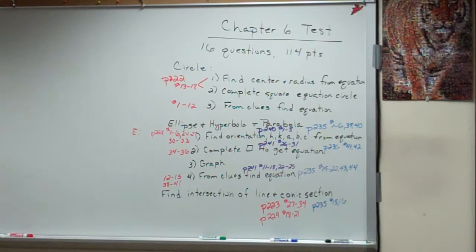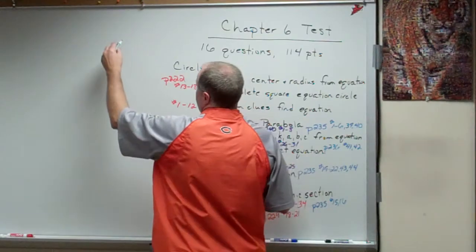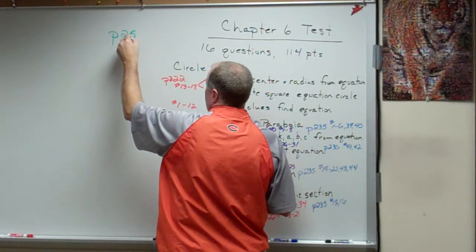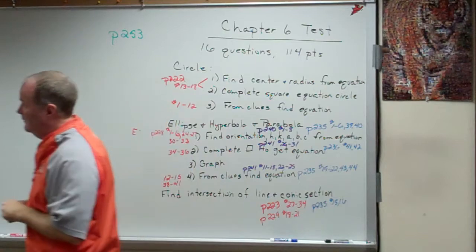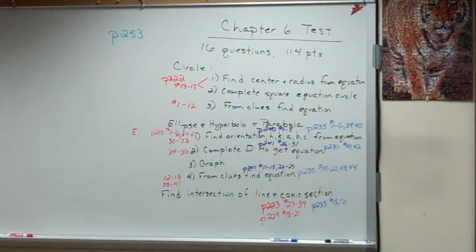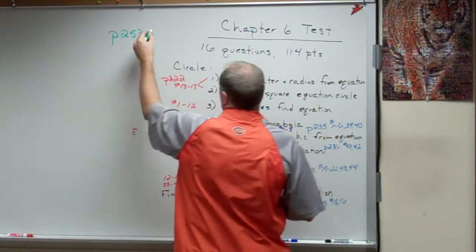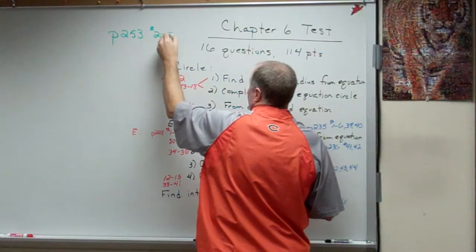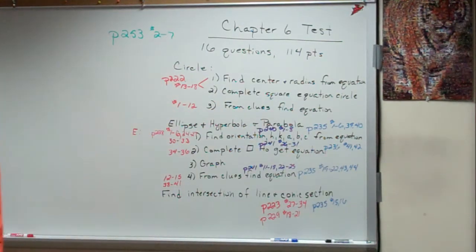On page 253, there's a chapter test. These will be some good ones to look at for tomorrow, since we're going to run out of time a little bit. Numbers 2, 3, 4, 5, 6, and 7. Good. Answers for these are in the back of the book.